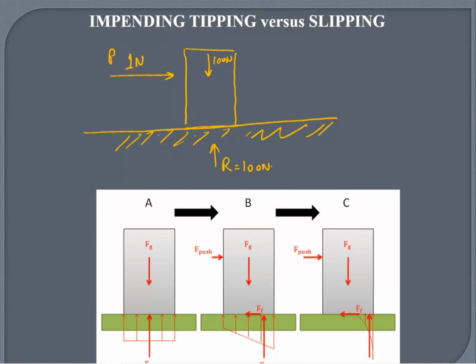What will be my F? 1 Newton, okay. I am applying a force of 50 Newton and the object is not moving. What is the value of F? 50 Newton, okay, that's fine. Object is not moving and F is 50.